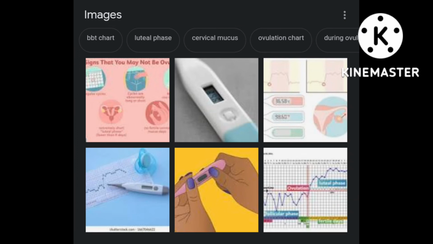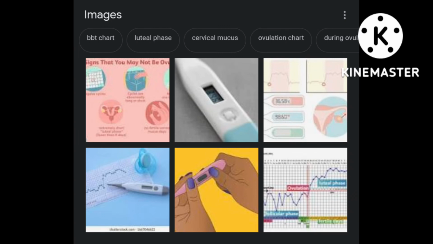So, advantage: basal body temperature can be used as a way to predict fertility or as part of a method of contraception by helping you gauge the best days to have or avoid unprotected sex. Tracking your basal body temperature for either fertility or contraception is inexpensive and doesn't have any side effects.